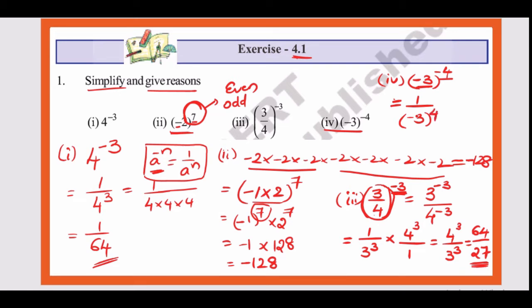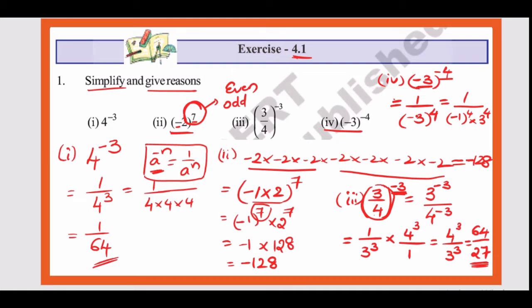So when you reciprocate it, this negative sign will vanish, and this comes to the denominator. Now again, how can I write this? Minus 3 whole power 4 I can write as minus 1 whole power 4 into 3 power 4. Just now we discussed a into b. Whenever you have a negative, you need to split it into minus 1 into 2, here minus 1 into 3.